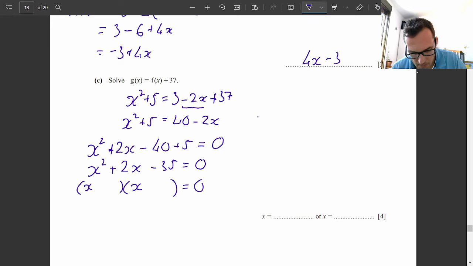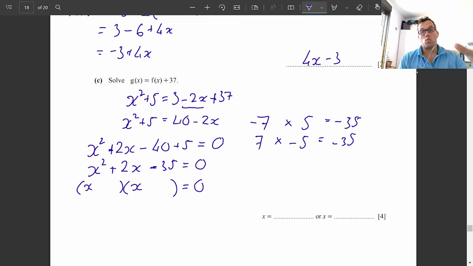So let's have a look at it. What comes to mind is 7 and 5, of course. That gives us 35. But that's a negative 35. So one of them needs to be negative. Let's see, minus 7 times 5 is minus 35. Or it could be the other way around. 7 times minus 5 is also minus 35.